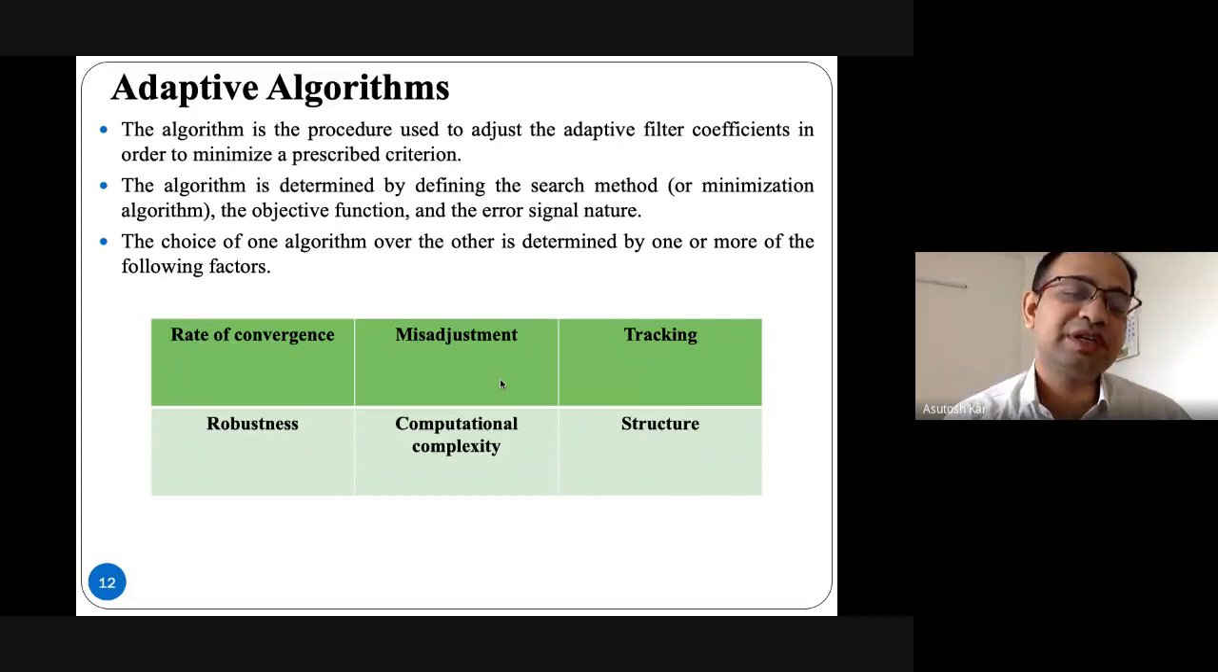Rate of convergence. How quickly do I achieve the optimality? All optimization algorithms try to achieve optimality. What is our optimality in this case? What is optimality in this aided device, the hearing aid?